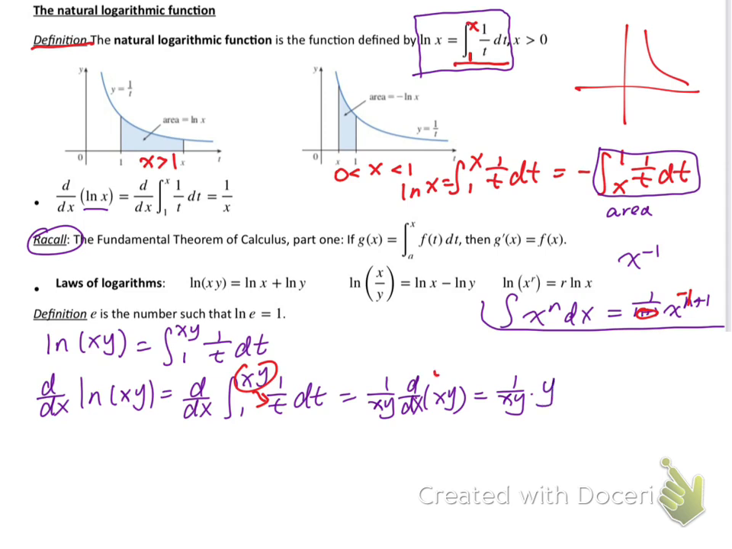Maybe this will make it better. y actually is the coefficient and x is the independent variable. So it equals 1 over x, which means the derivative of ln xy is also 1 over x. If that is the case, then ln xy will be the antiderivative of 1 over x.